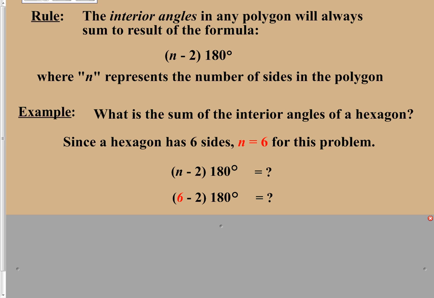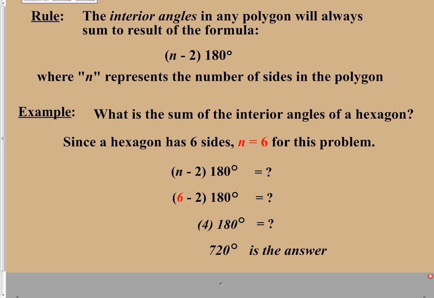Okay. Remember your order of operations. Please excuse my dear Aunt Sally. We need to work the 6 minus 2 inside of the parentheses, which of course is 4. And then 4 will be multiplied by the 180 degrees. And we get an answer of 720 degrees.